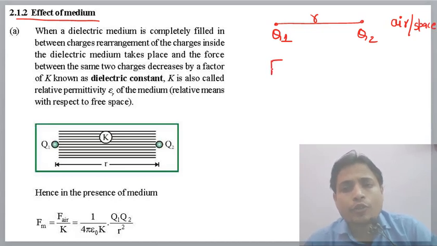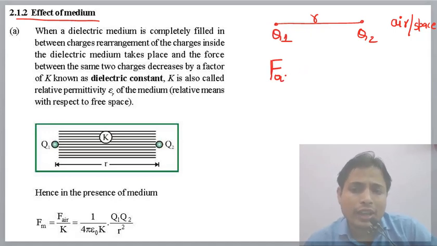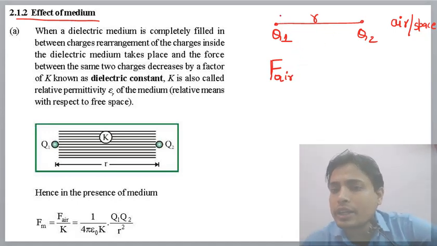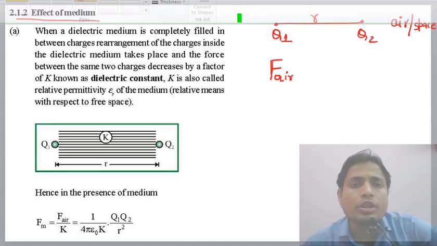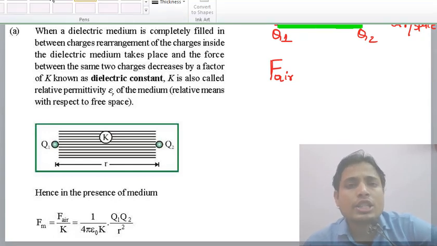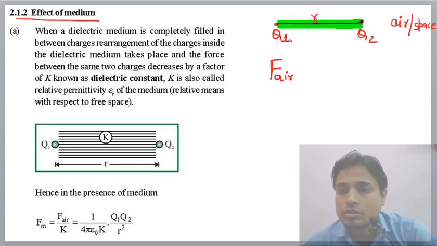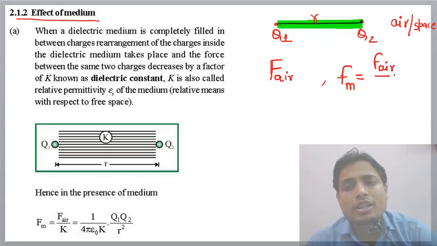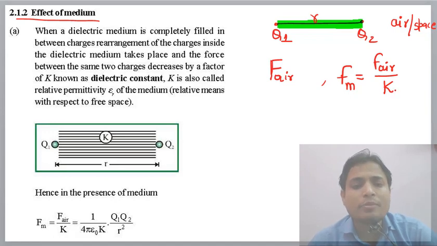Okay, and the force between them is F naught, or F air, just write F air. If you put some other material between them, then this force will be changed. The new force has become k times smaller, means the force will become smaller than before, k times smaller.